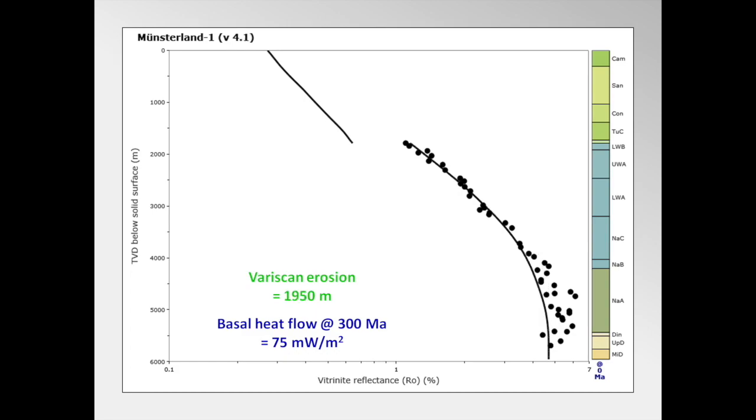Decreasing the total amount of deposition and erosion at the Variscan unconformity from 2620 meters in the previous model by trial and error to 1950 meters gives us an excellent fit to the measured reflectance data, as shown here. The discrepancy between the dots and the calculated line at extremely high maturity is mainly a consequence of the limitations in the Easy%Ro equations for calculating high reflectance values. It is of no significance for this discussion and shouldn't lessen our confidence in the excellent quality of this fit.